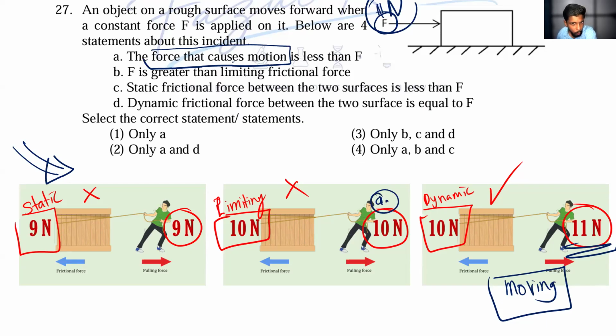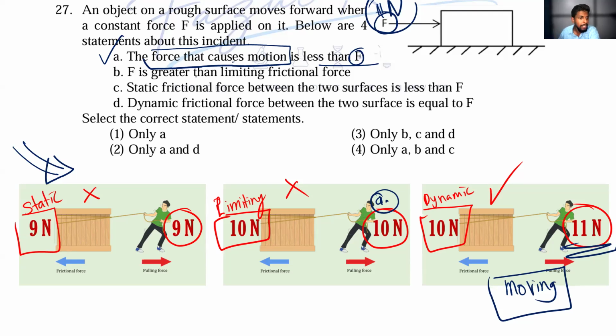So the force that causes the motion is less than F. Am I right or wrong? 11 Newton is here, so I am applying 10 Newton. So statement A is correct. If I want to start this object, I need 10 Newton, but I have applied 11 Newton. That's why the object is moving. The force needed to move that object is 10 Newton, so 10 is less than 11.